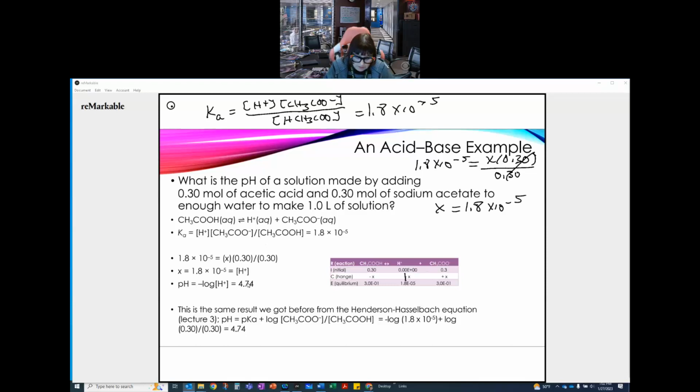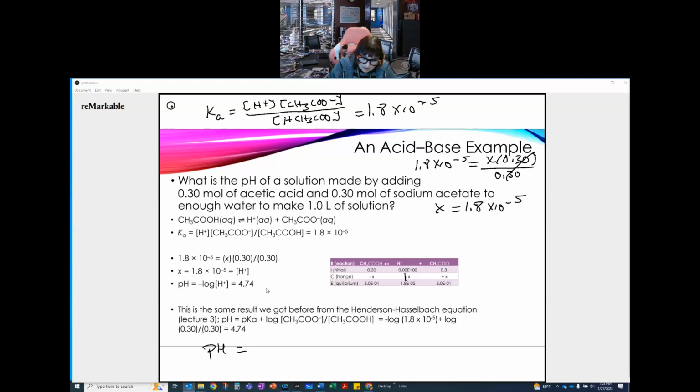Awesome. That's really cool. And of course, that value is my x, which is my H plus, and that's how I get the pH is equal to the negative log of the H plus, which is 4.74. Now, we saw this before in lecture 3. We talked about using the Henderson-Hasselbalch equation.